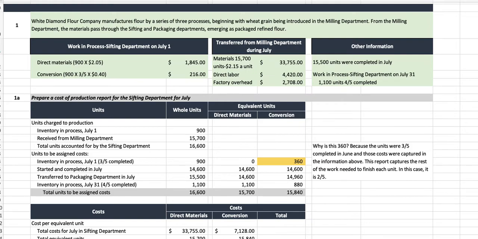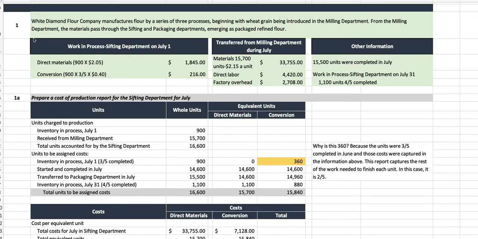You can see here on the screen that the green boxes are the information that we're given in the problem. We have information regarding the work in process for July 1st, any materials, direct labor, factory overhead that was transferred into the sifting department, and then we're given other information such as how many units we completed and also what the work in process is on July 31st. So let's go ahead and get started with the first piece of it.